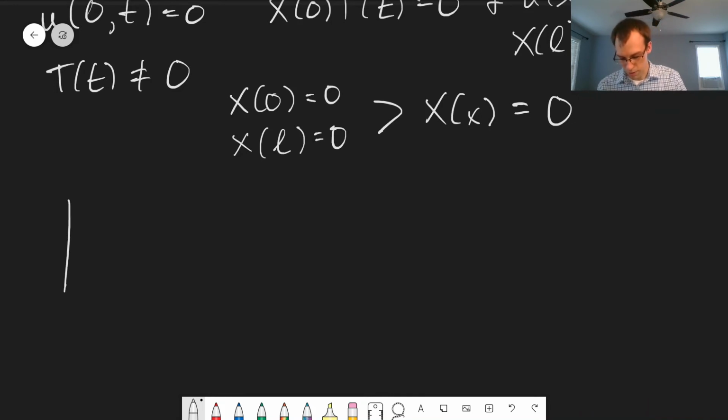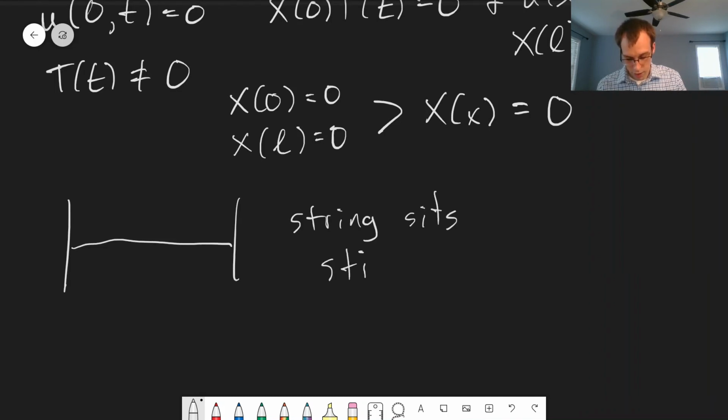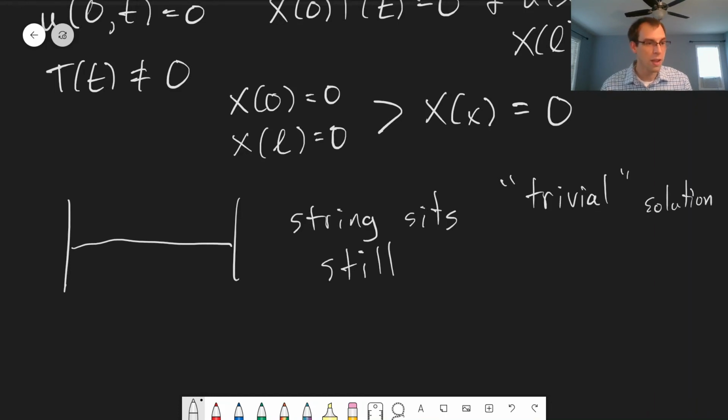And so what this represents, physically speaking, is the string sitting still. So that is a valid solution. That will satisfy the wave equation, but it's really boring and not useful to understanding when a string does actually move and vibrate. So in mathematics, this is what's known as a trivial solution. It's correct but boring and not useful. So next video, we'll look at something that's more interesting and more useful.